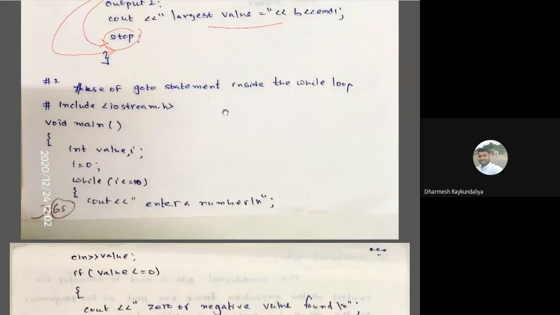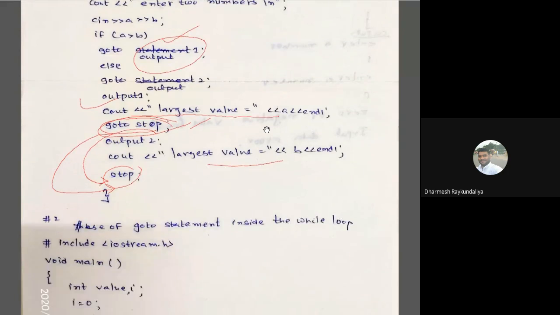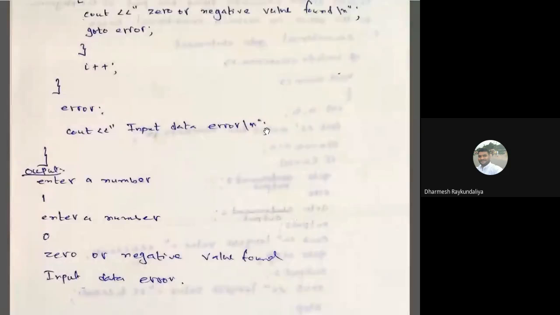So you can use the go to statement if you wish to transfer your control from one segment of the program to another segment of the program as per your requirement, after assessing the conditions or without assessing the condition. And that is how there are two kinds: conditional go to statement as well as unconditional go to statement.